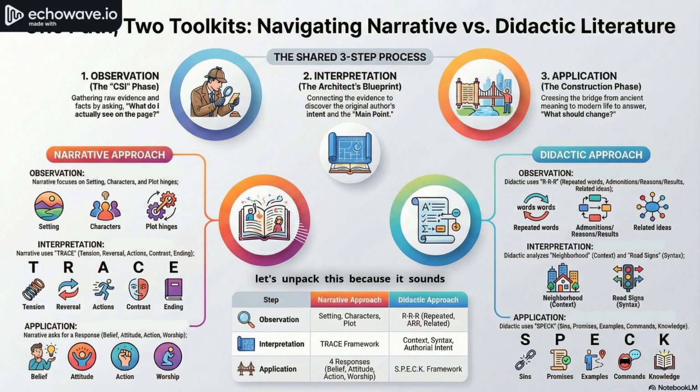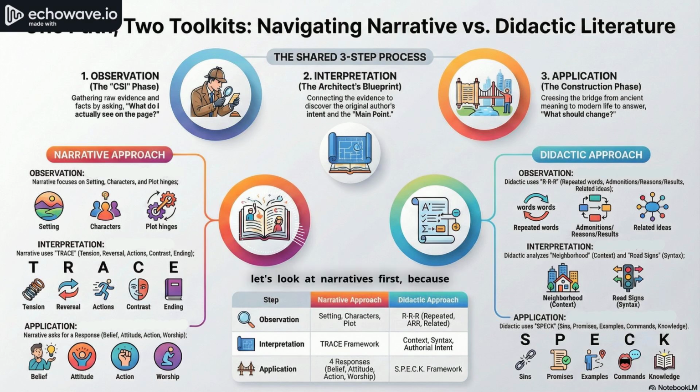Okay, let's unpack this because it sounds incredibly straightforward when you lay it out like that. Observe the facts, interpret the meaning, apply the lesson. It is straightforward in theory, sure, but the execution is where the modern reader completely derails. Oh, totally. Because while those 3 overarching steps are universal, the sources we are looking at draw a massive, heavy line between the different types of literature contained within these ancient libraries. You can't just treat a historical library as one monolithic block of text. Exactly. To survive the process, you must first understand the fundamental nature of the specific genre sitting right in front of you. And the sources focus heavily on 2 dominant contrasting genres, right? Biblical narratives and didactic literature.